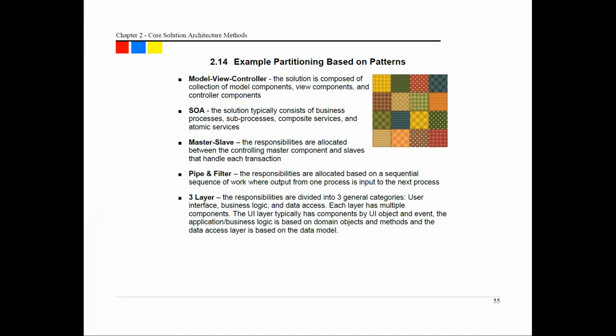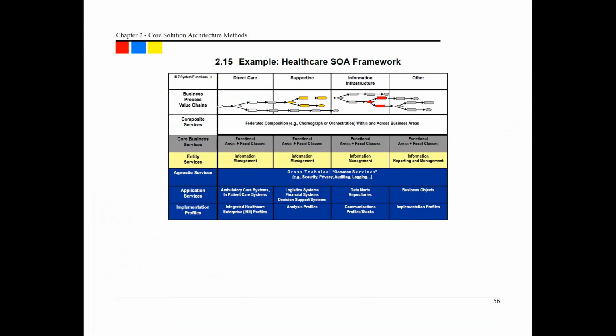The three-layer pattern, or three-tier, five-tier, N-tier pattern, is a really common architectural pattern. It says we've got user interface, business logic, and data access, and then each layer may have multiple components. The UI layer has components by UI object and event, the application logic layer is based on domain objects, and the data access layer is based on the data model.